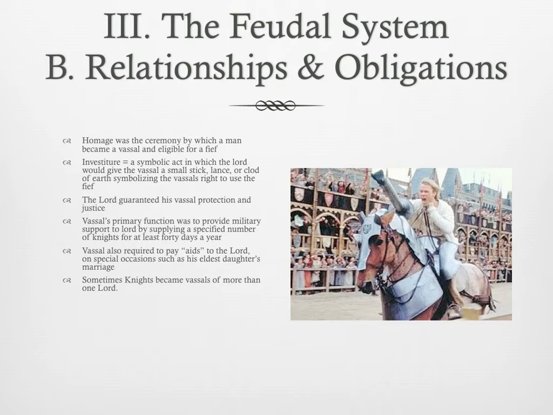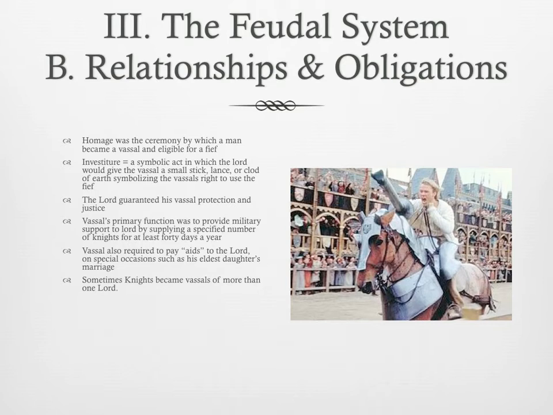Okay, so the vassal's primary function, meaning their most important function, is to provide military support to the lord or to the king. So they would have to give the king a certain amount, or to the lord a certain amount of knights for at least 40 days out of the whole year. They had to promise that they would send him 10 knights for 40 days of the year that would serve the king or the lord however he needed them to. If he needed them to go to battle somewhere, they would be available to the king 40 days a year. The vassal also sometimes had to pay aids.